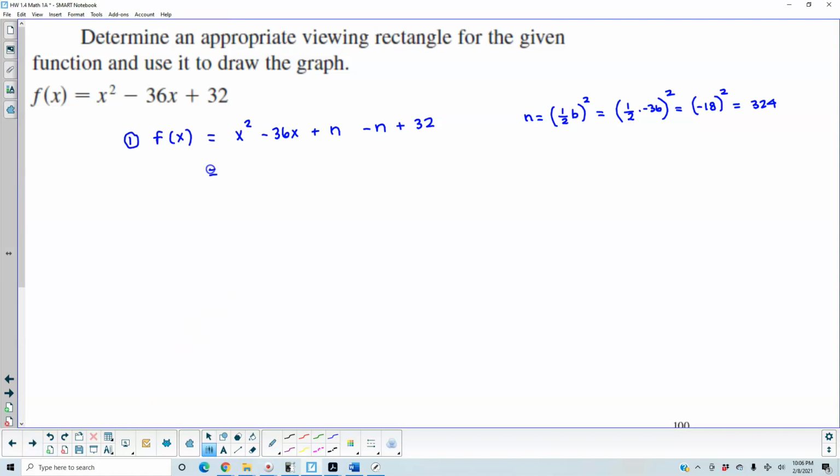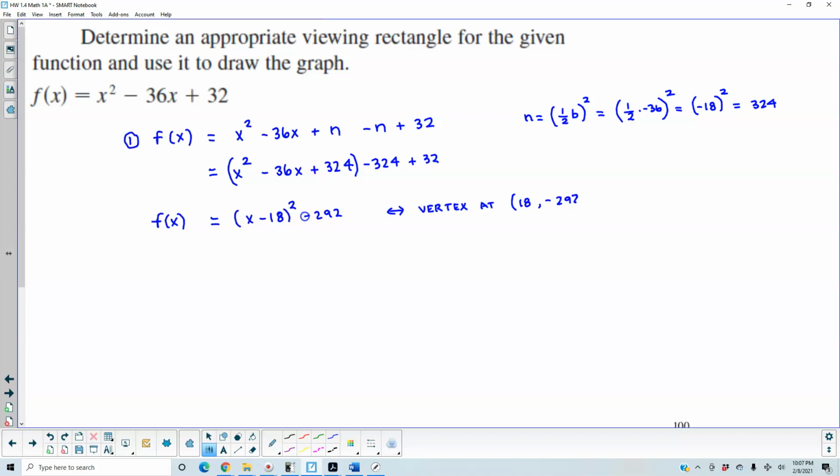So now let's replace n with 324. So we have x squared minus 36x plus 324, minus 324 plus 32. And now we can complete the square here. That means we have x minus 18 squared, and minus 324 plus 32 is minus 292. So this tells us that we would have a vertex at 18 and negative 292.